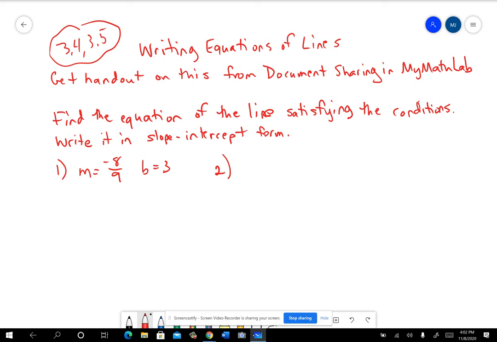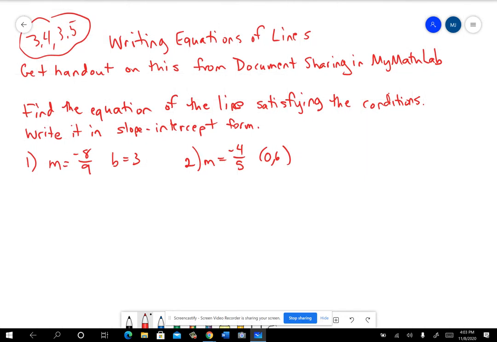So these first three problems on the handout, I'm going to write down, they kind of go together, and I want you to kind of see how they're indicated. Okay, so the first one says with m equaling -8/9 and b equaling 3. Second one with m equaling -4/5 and passing through 0, 6. And the third one gives you the slope of 2 and tells you the line passes through the point 0, 0. Okay? All right, so let's take a look at these.